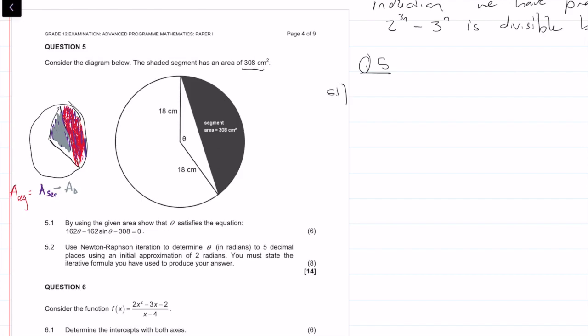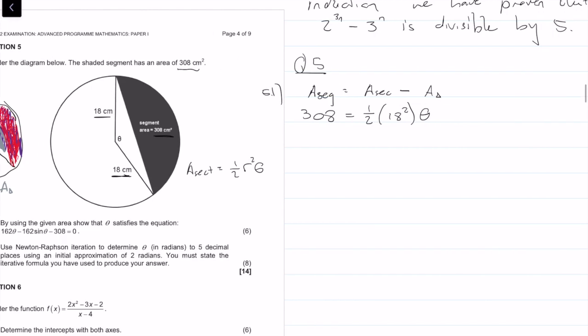So what we're going to say is the area of the segment is equal to the area of the sector minus the area of the triangle. We already know the area of the segment, which was given as 308 centimeters squared, is equal to the area of our sector. We've been given the radius. The area of a sector is equal to a half r squared theta. So that's going to be a half times 18 squared times theta, minus the area of our triangle.